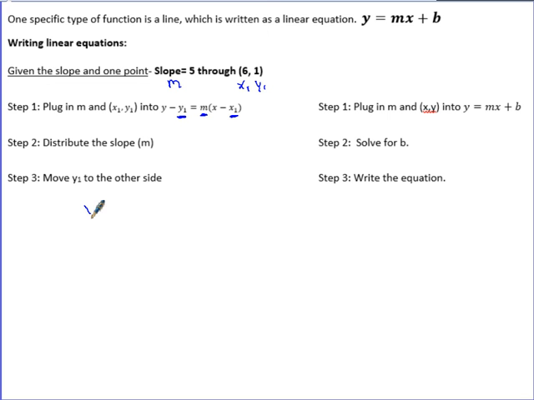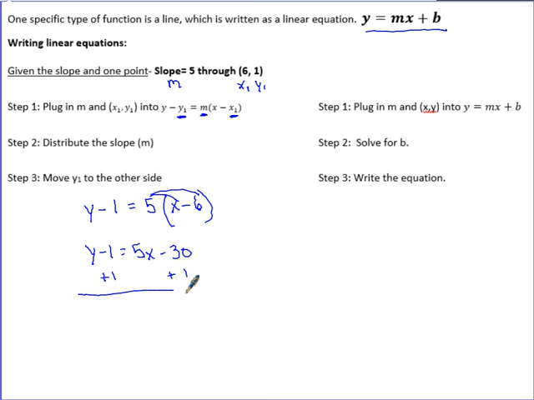So I have y minus y1, which is 1, equals m, my slope is 5, parentheses x minus x1 is going to be 6. All right, then we're going to change this into slope-intercept form. And I'm going to do that by distributing. Okay, so y minus 1 equals 5x minus 30. And then moving this to the other side so that y is by itself. And I get y equals 5x minus 29.